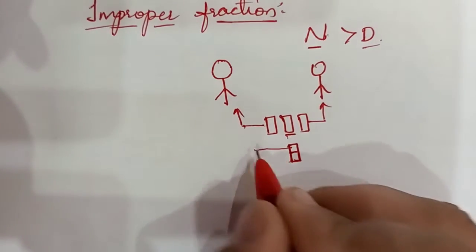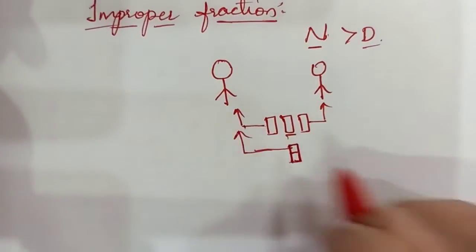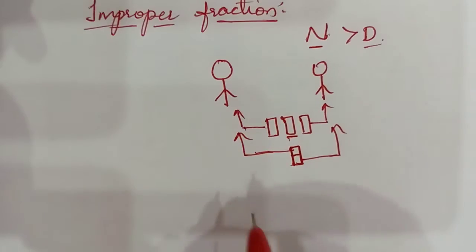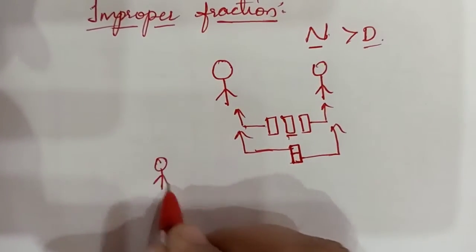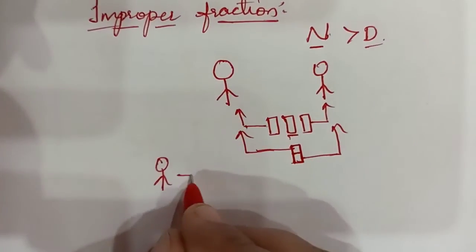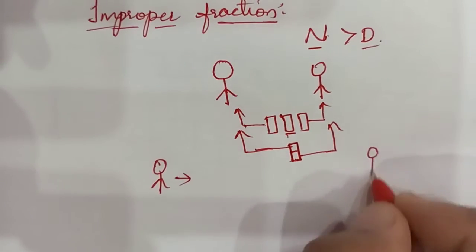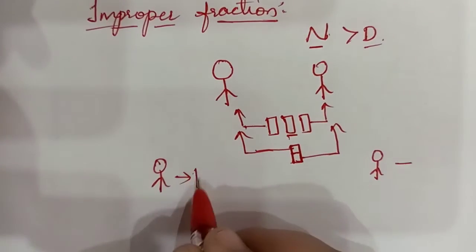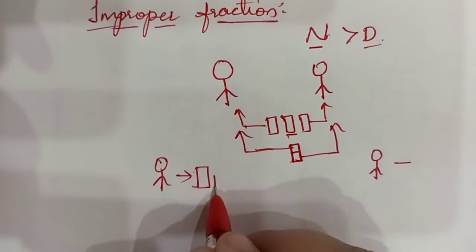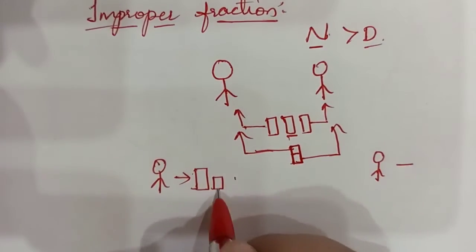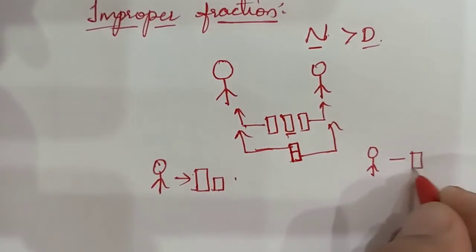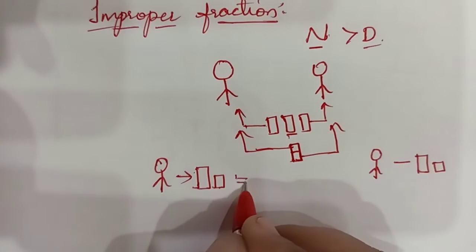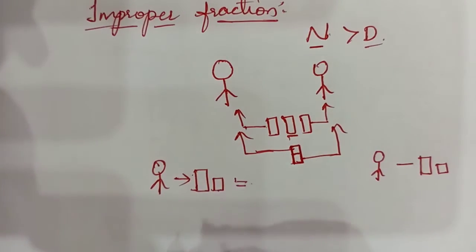So the first part will be given to the first child, and the second part will be given to the second child. Now, how many parts of chocolate has the first child got, and how many has the second child got? Each child has got one chocolate completely and half a chocolate. Now, how are we going to write this in fraction form?